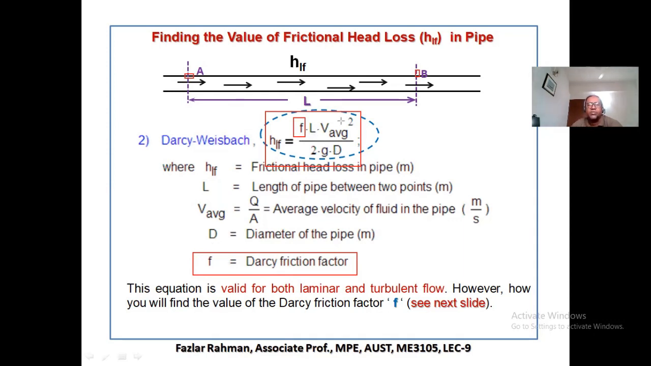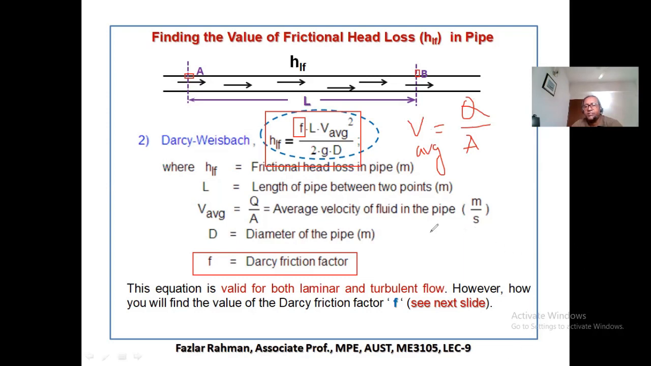Now, what is the V average? You see, if you look carefully, we figure out that V equal to Q by area. That is actually the average velocity. Why is it the average? Some velocity is higher than this value, some are lower than this value, right? So why is it saying that it is an average value?